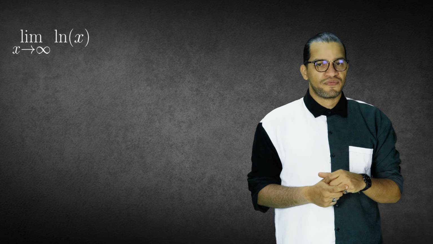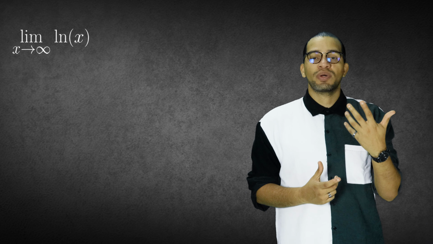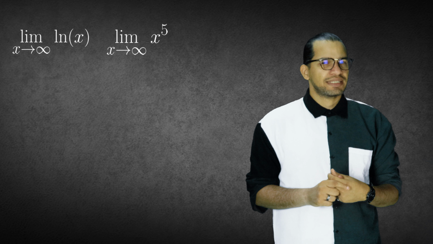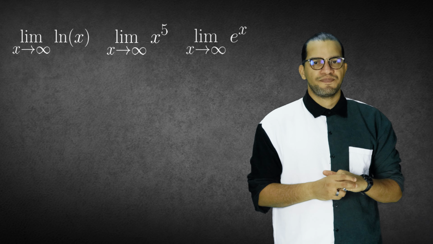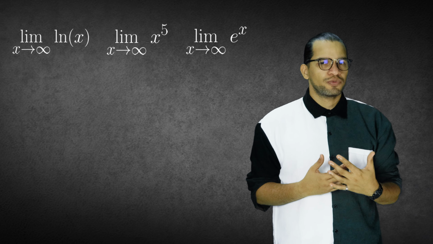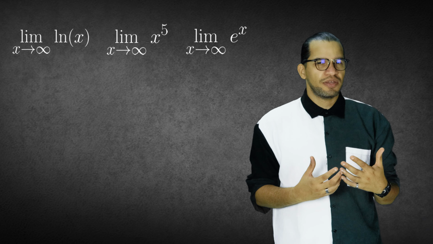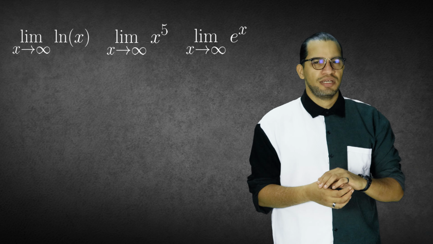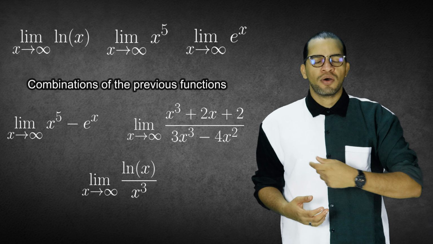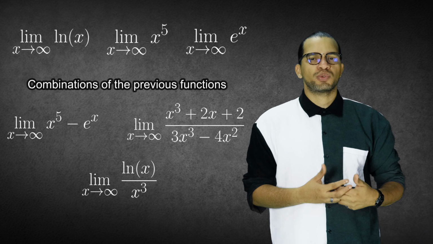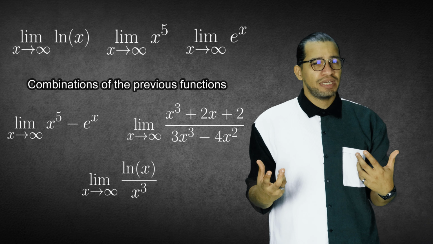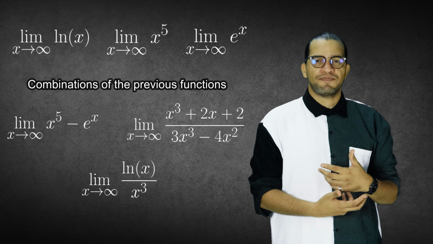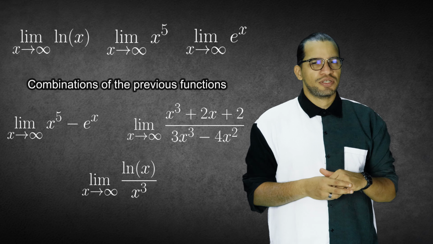Now, let us consider the following limits. The limit when x goes to infinity of ln of x, the limit when x goes to infinity of x to the 5, and the limit when x goes to infinity of e to the x. Now, all of those limits go to infinity, but what would happen if we do some other combinations of limits, like these ones? Now, if we try to solve all of those limits, we get really weird answers like infinity minus infinity and infinity over infinity. And those answers actually don't tell us much.